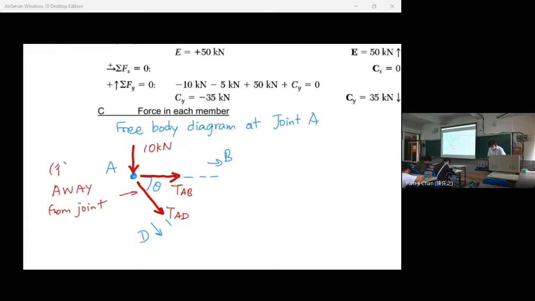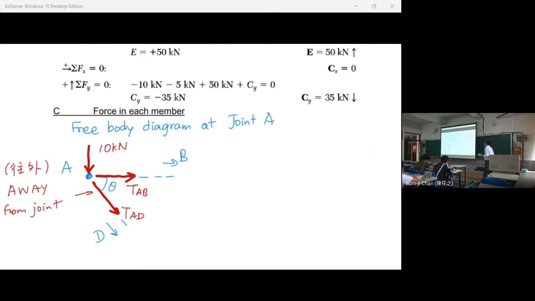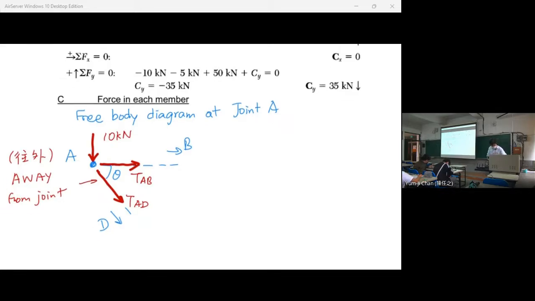Why? If you get this wrong, then the rest will be wrong. If you get this right, then usually you'll be fine. And for this angle theta, we know tangent theta is equal to 4/3.